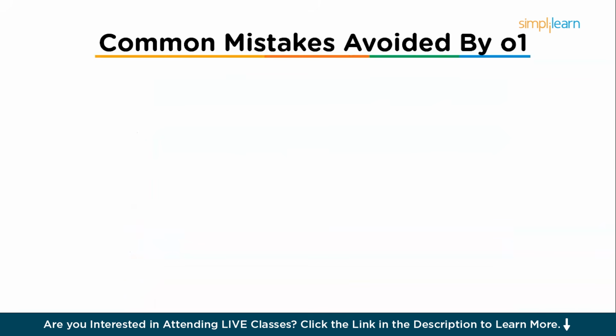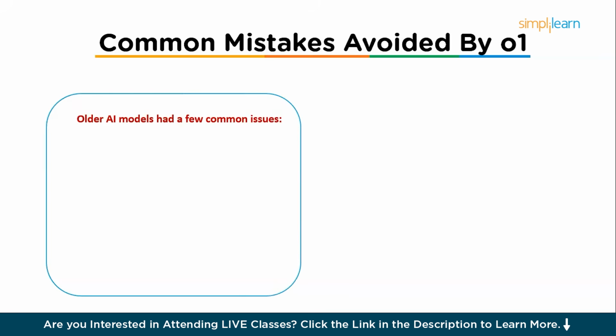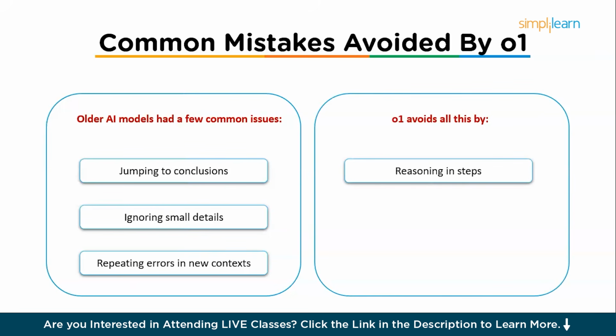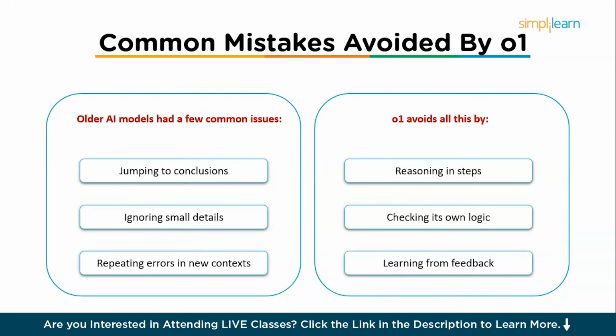So let's now come to the common mistakes avoided by O1. Previously, older models had a few common issues, such as jumping to conclusions directly, ignoring small details, and repeating errors in a new context. But O1 avoids all this by reasoning in steps, checking its own logic, and learning from feedback. And that's why it's more dependable, especially when stakes are high.